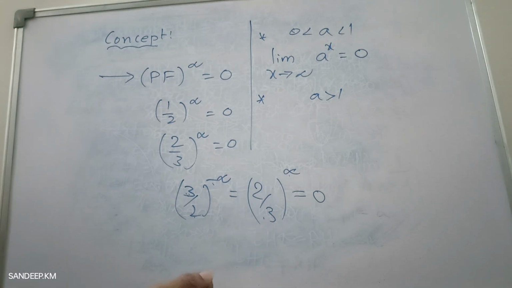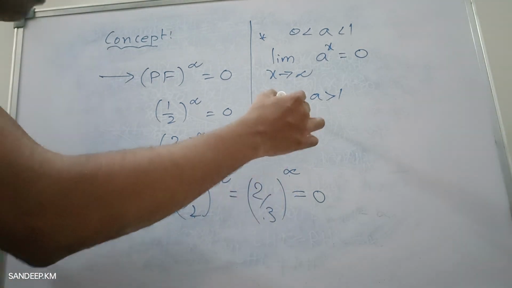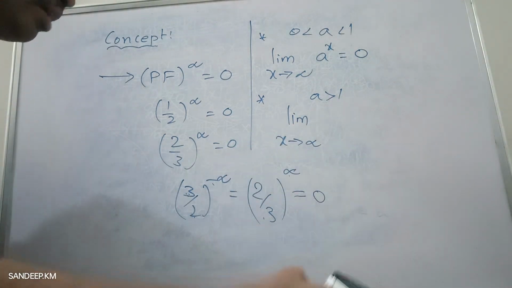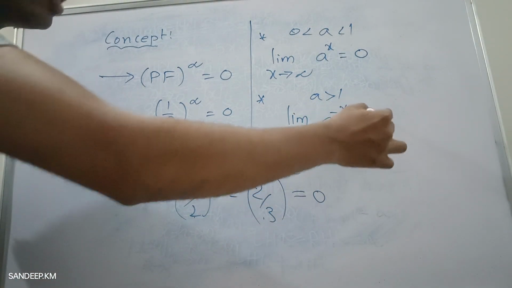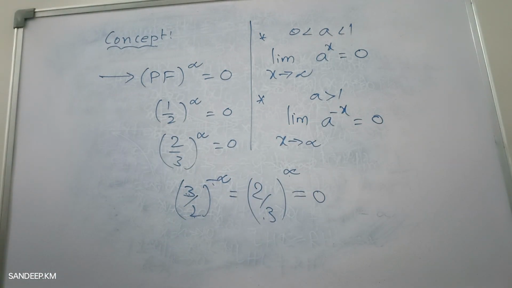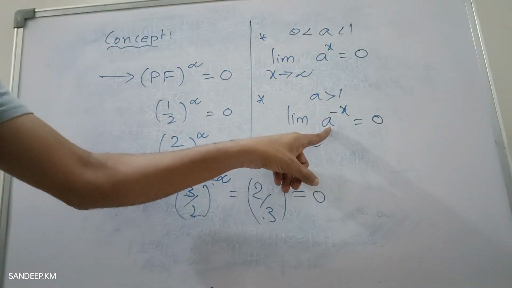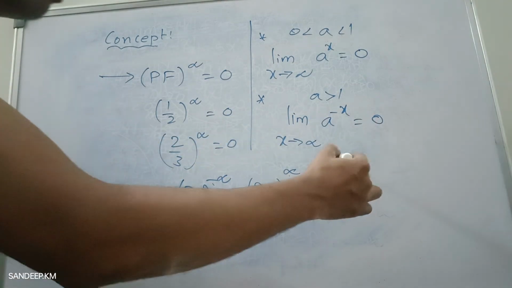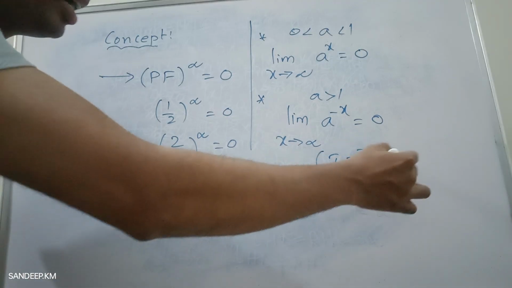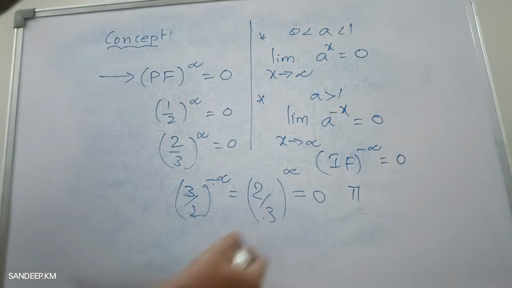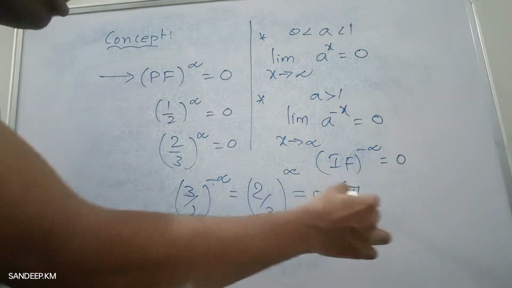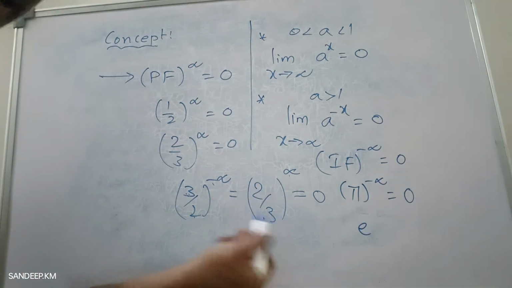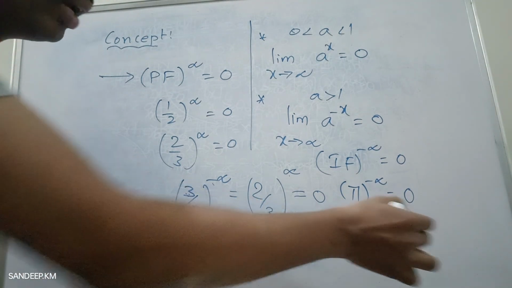Same way, dear students, when a is greater than 1, that means a is an improper fraction. Then limit x approaches infinity, a power minus x will be equal to 0. Remember this. If the base is an improper fraction, then the power should be minus infinity. Improper fraction power minus infinity is equal to 0. For example, pi, whose approximate value is 3.14. Pi power minus infinity will be equal to 0. Or irrational number e power minus infinity will be equal to 0.